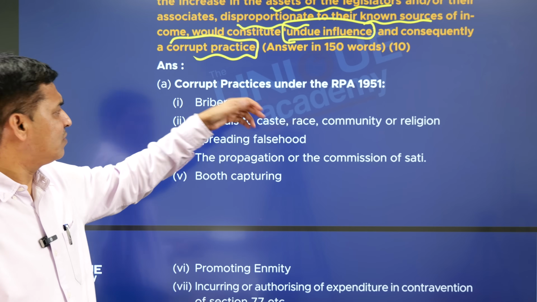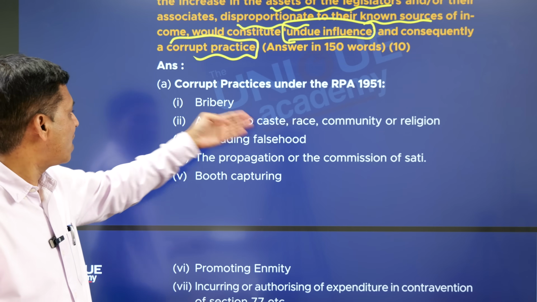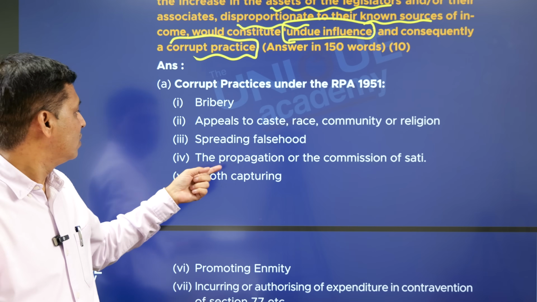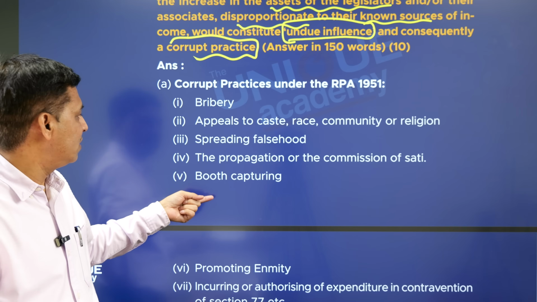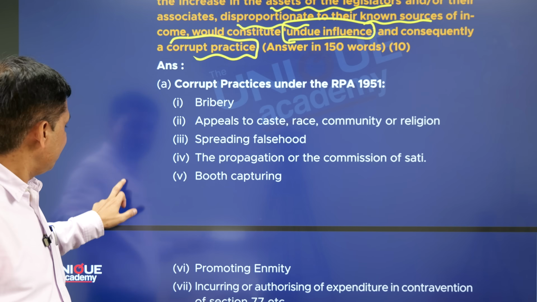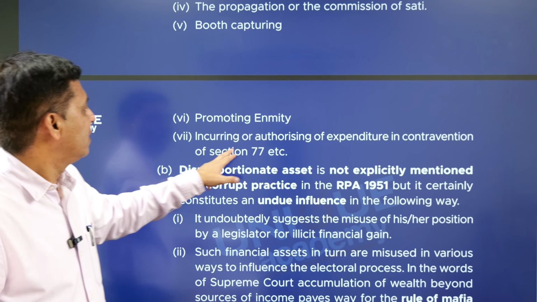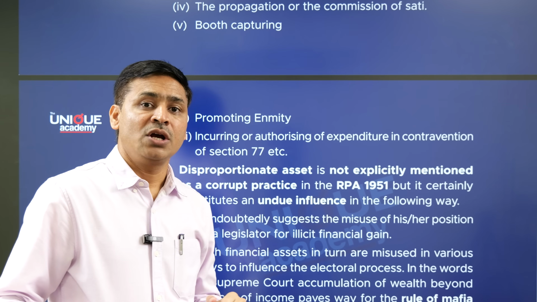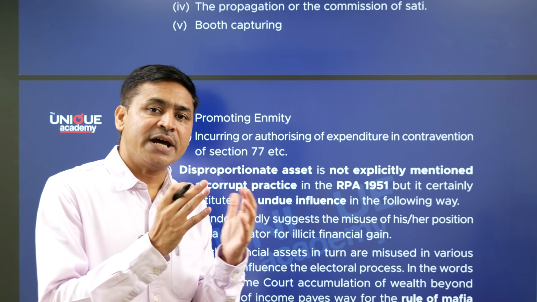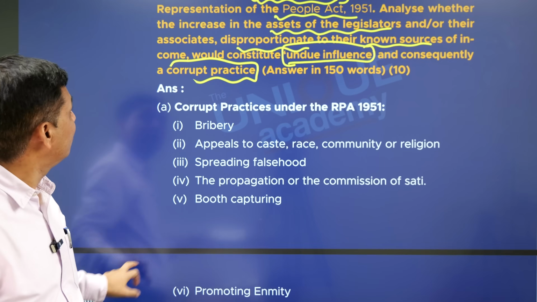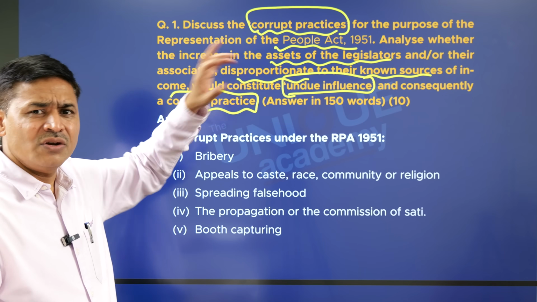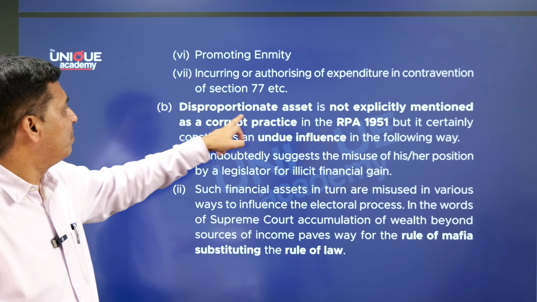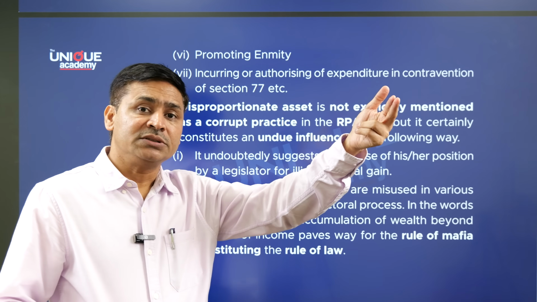So what are the corrupt practices? We have just included a few: bribery, appeals to caste, race, community or religion, spreading falsehood, the propagation or commission of sati, booth capturing, promoting enmity, incurring or authorizing expenditure in contravention of section 77 of the same act. So the first part of the answer has to deal with corrupt practices, very precisely, very sharply. And then point B deals with the second part of the question.